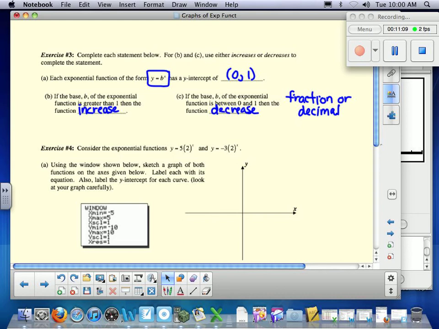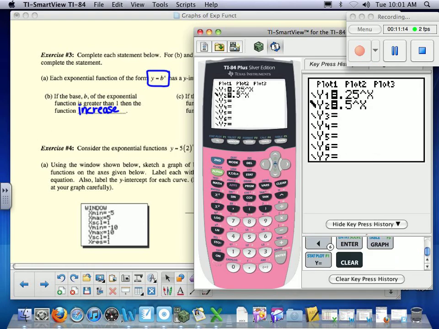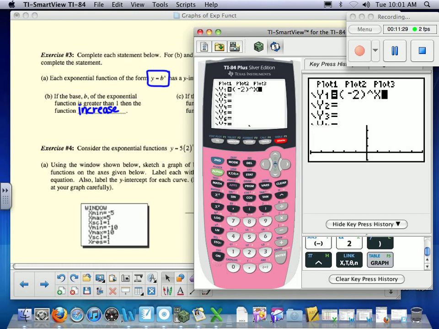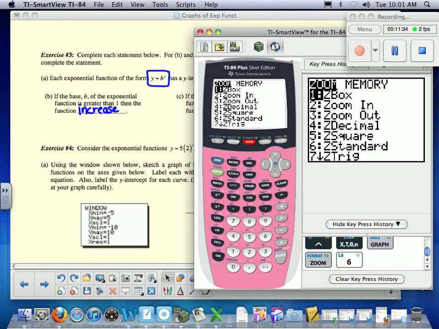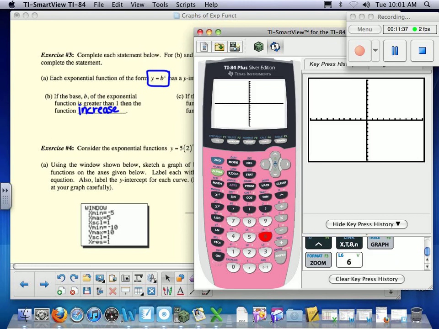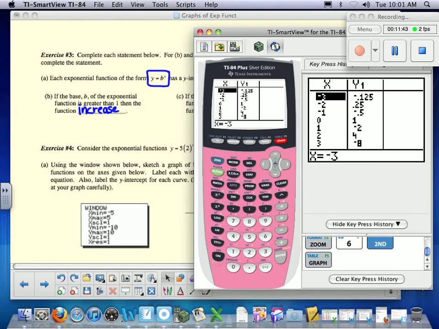What if we have a negative base? Great question. It's not in our notes. Let's take a quick look. I'm going to clear these. So what if we have -2 to the x power? Well, this graph might not work for it. Let's do a zoom 6. Can you get anything there? Huh. Well, let's go look at our table. What in the world is going on? Whoa, whoa, whoa. What's going on?